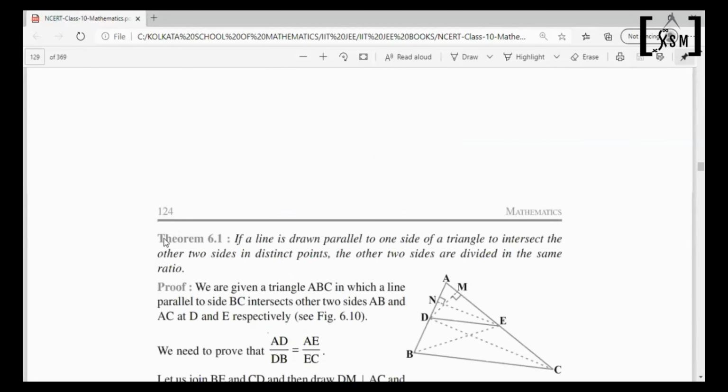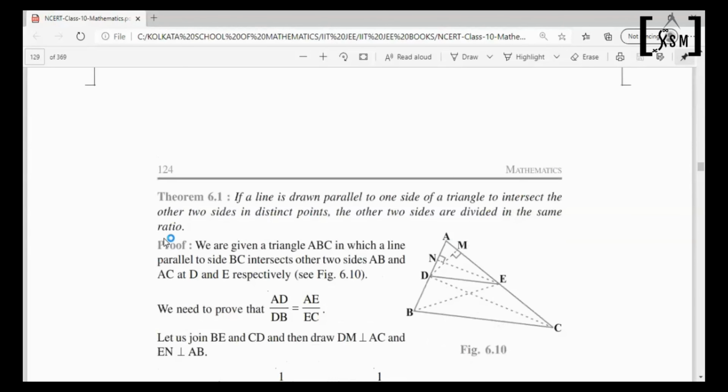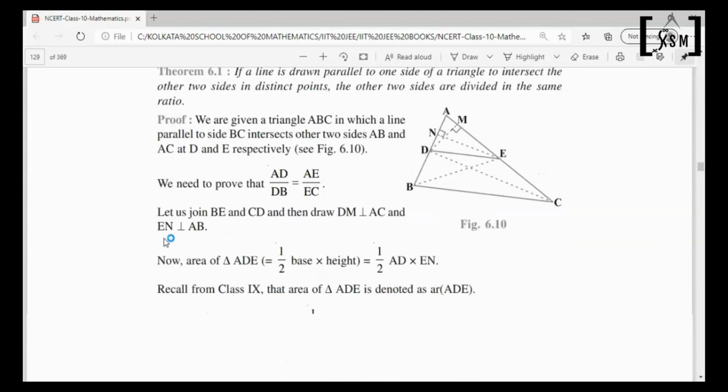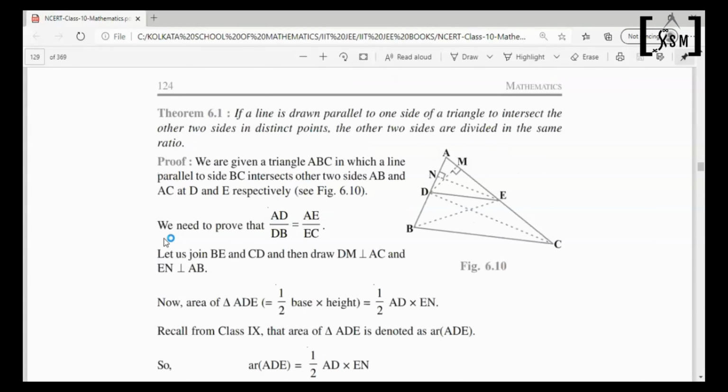Okay. Very quickly, to have a good understanding, let's know about theorem 6.1. It says that if a line is drawn parallel to one side of the triangle, let me tell you with an example. Let's say we have a triangle ABC, and there is a line drawn PQ which is parallel to BC. PQ is parallel to BC.